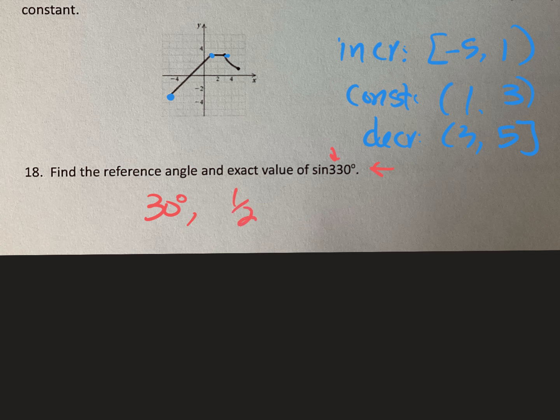Now, what quadrant are we in? 330 is very close to 360, which means we're in quadrant 4. Sine is y. Y is negative in quadrant 4. And guys, there you have it right there.